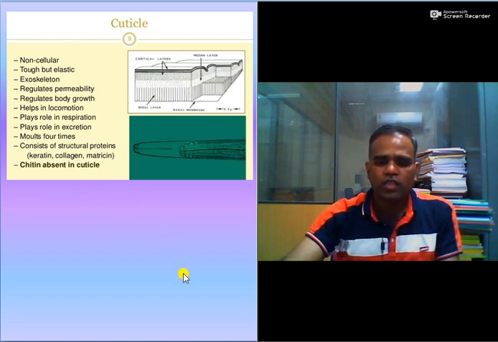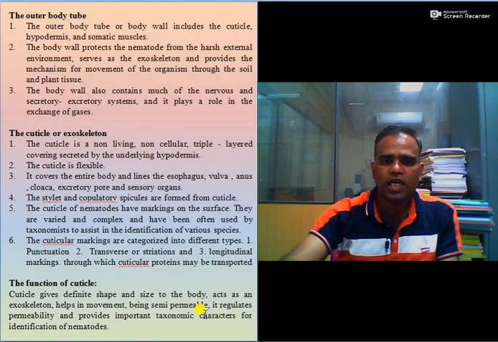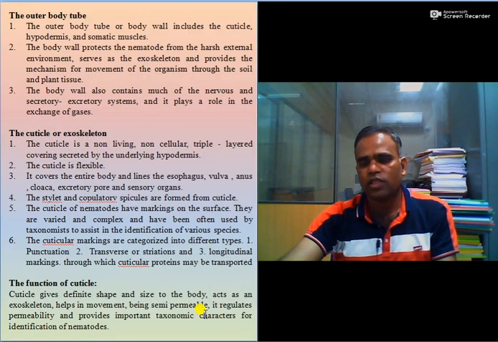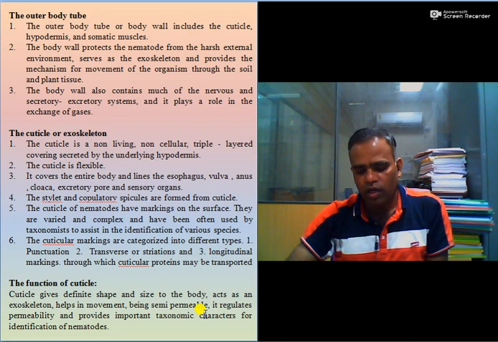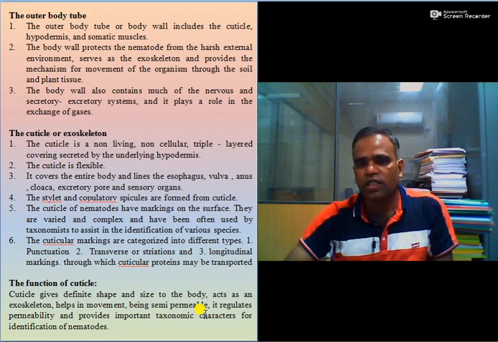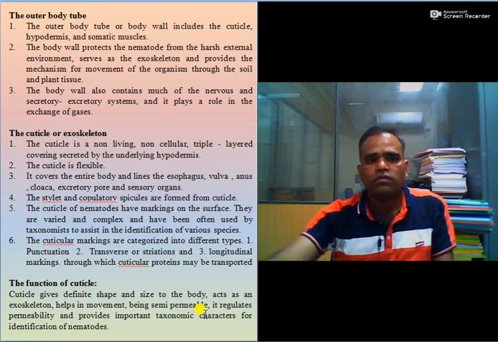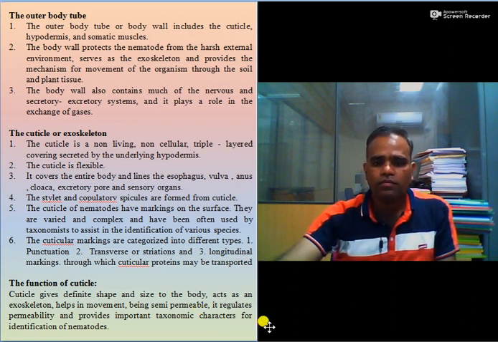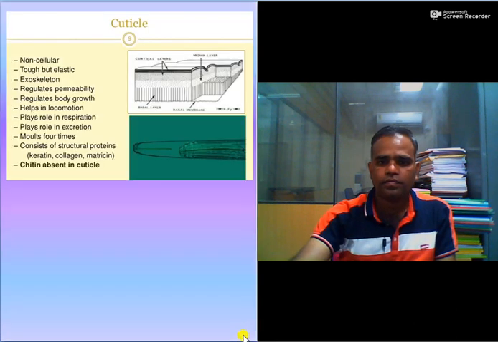So dear students, in your exam, one may ask about the outer body tube as a long question, or it may come as a small question. You can see here the cuticle.